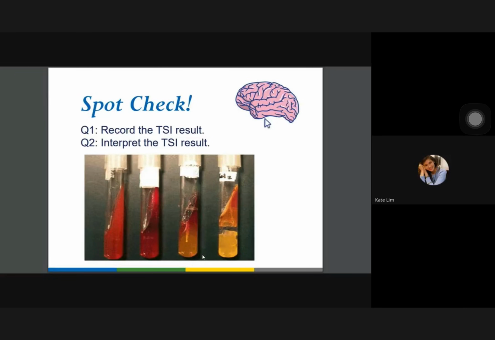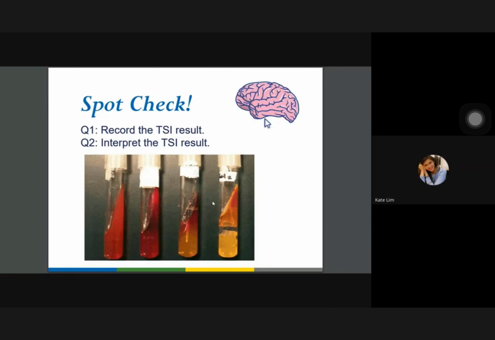Do we see black precipitate? No, we can't see black precipitate. So that would be negative for hydrogen sulfide, and also negative for gas because we can't see bubbles or cracks.